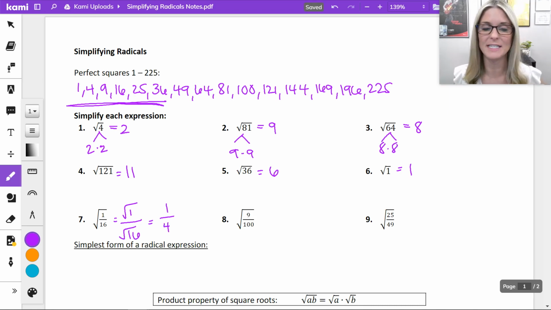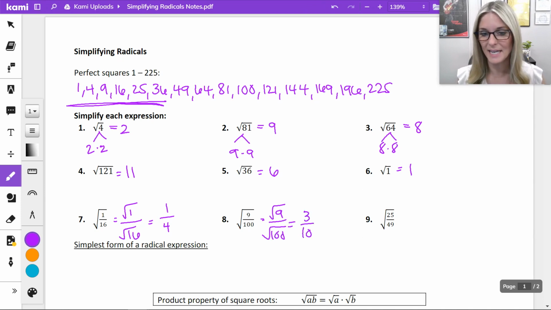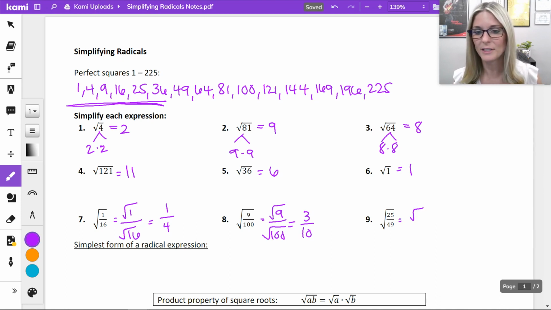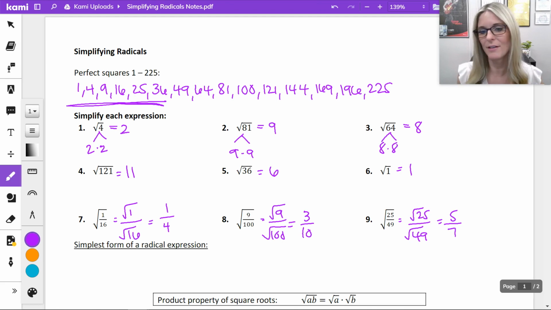So nothing really crazy. Number 8, the square root of 9/100ths, same as the square root of 9 over square root of 100. So we would have 3 over 10 is our final answer there. And number 9, square root of 25/49ths. If I broke up those radicals, numerator and denominator, square root of 25 is 5. Square root of 49 is 7. 5/7. Final answer. So you can see how those are working out there.